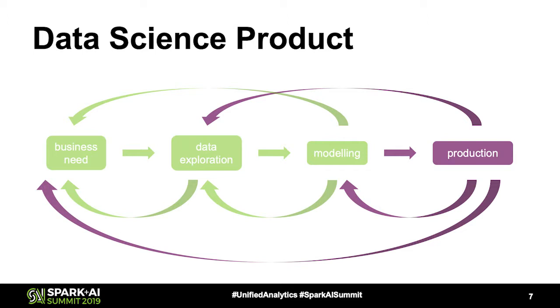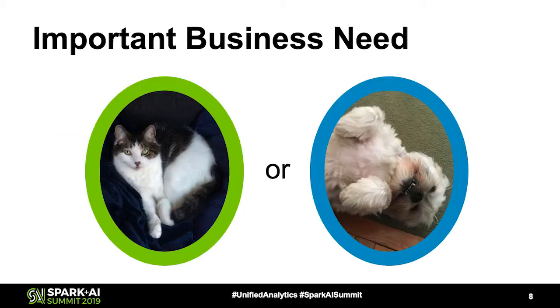To walk through our process at ShopRunner, we're going to use the very important business use case of classifying whether a picture is a cat or a dog. This is definitely a real business problem and not at all an excuse to have cute animal pictures.